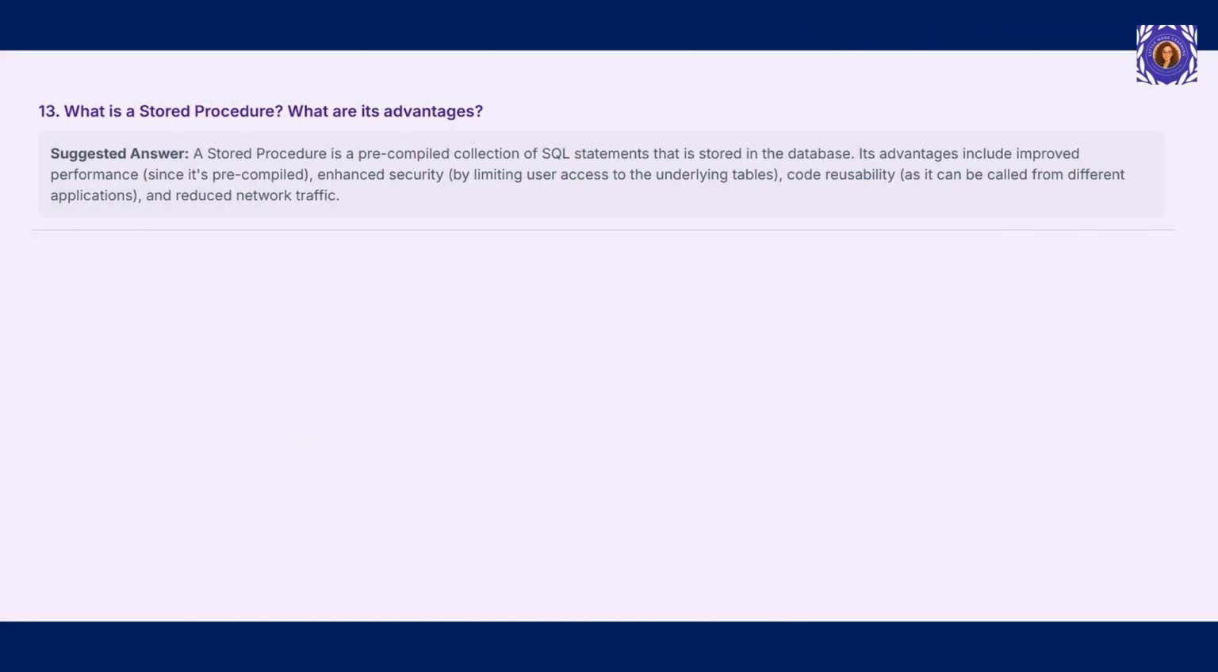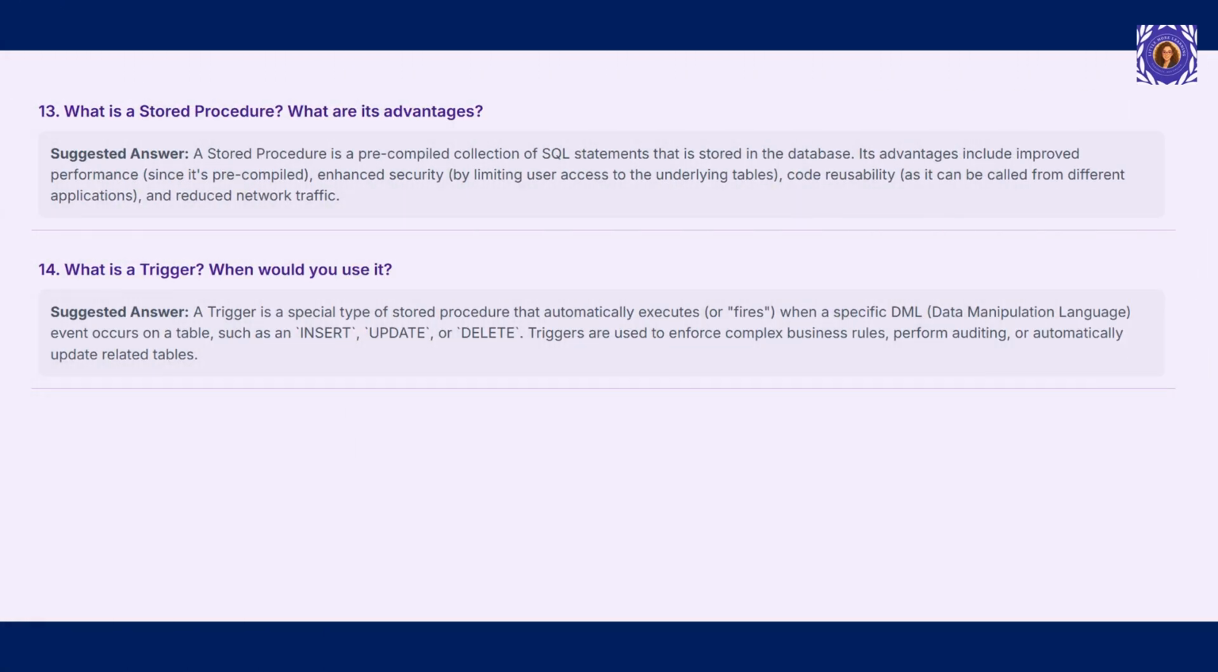A stored procedure is a precompiled set of SQL statements stored in the database. Its benefits include better performance, enhanced security by limiting direct table access, and reusability of code. A trigger is a special stored procedure that automatically executes when a specific DML event, such as an insert, update, or delete, occurs on a table. It's often used for auditing or enforcing complex business rules.